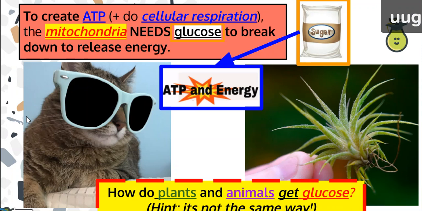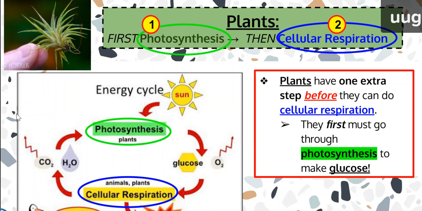So, how is ATP made? What is cellular respiration? The mitochondria takes in sugar, or glucose, and breaks it down in order to release ATP. So, how do plants and animals get glucose? Glucose is a form of sugar that's made through the process of photosynthesis. Photosynthesis takes in sunlight and uses it to make sugar. That sugar can then be broken down by either plants or animals in the mitochondria to make it into ATP.